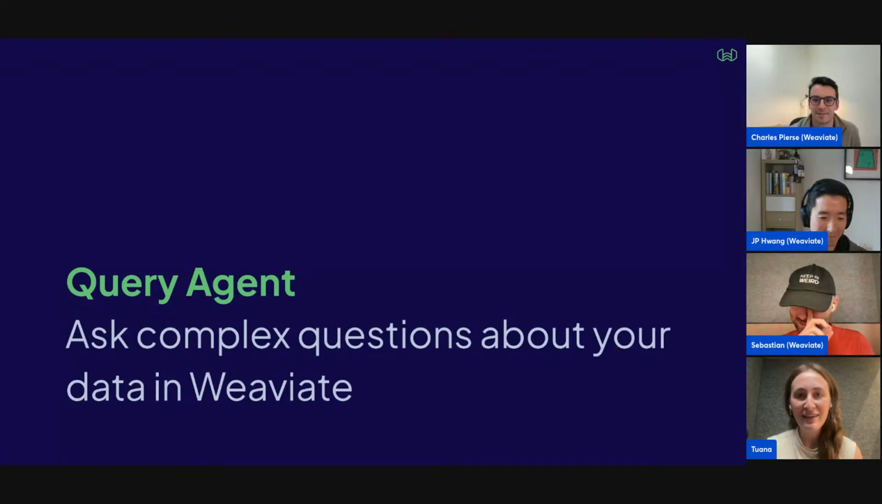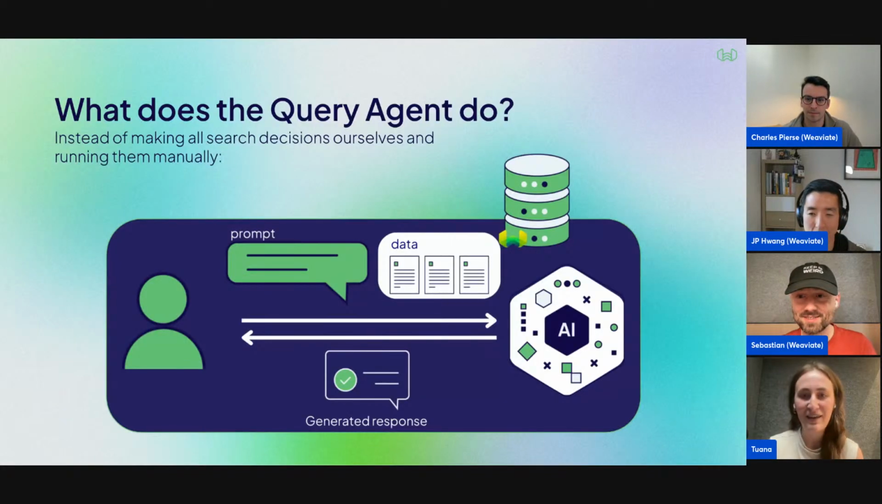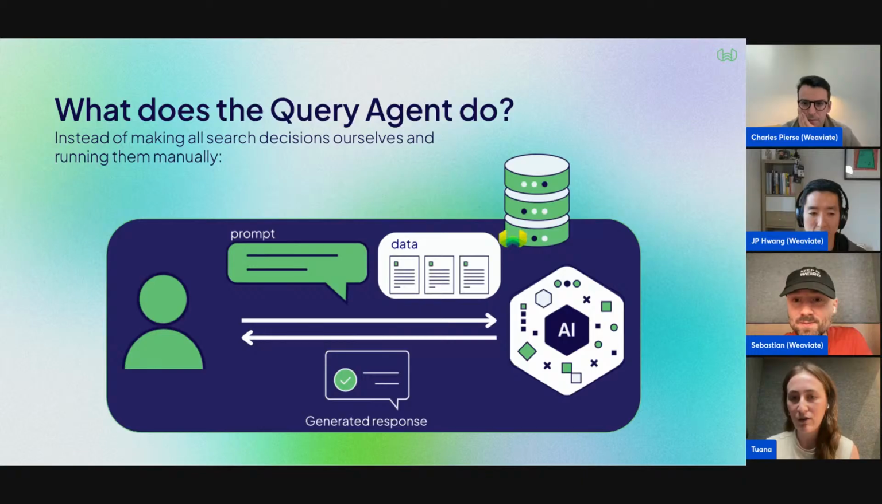So I think, Charles, you gave a pretty good overview of what the query agent is and does, but let's look into a bit more detail here. So long story short, with the query agent, we are going to be able to ask quite complex questions about data in Weaviate. And when I say data in Weaviate, I mean data in Weaviate. So it doesn't really matter where in Weaviate that data is. But to understand the type of problems the agent tries to solve, we can start with an example.